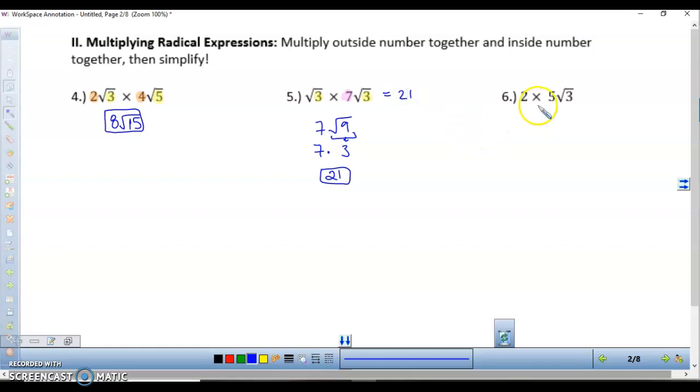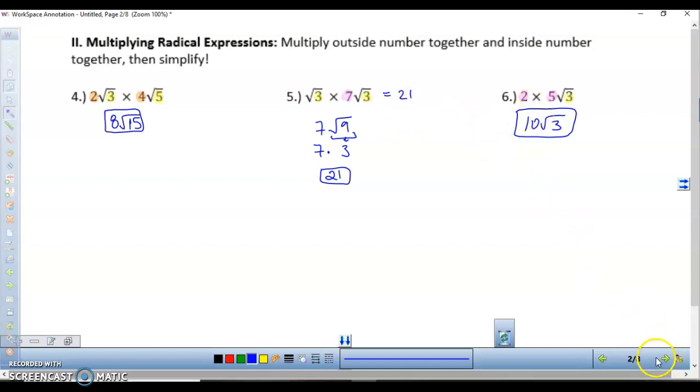All right, and over here, our outside numbers are 2 and 5. For inside numbers, all we have is a little 3 as a radicand. So 2 times 5 gives me 10, and the 3 is inside. Can't simplify it any further, and that's that. Again, we spent weeks doing this, but I know it's been a while, so you probably forgot. Hopefully that little reminder helped.